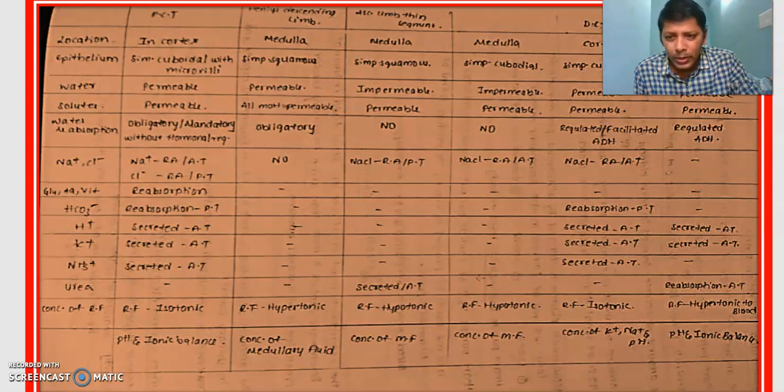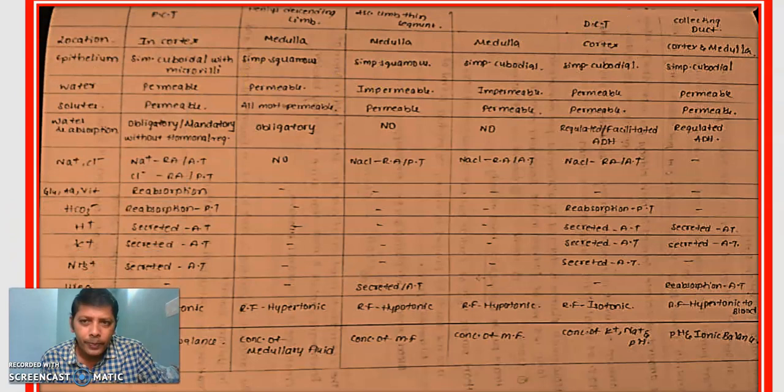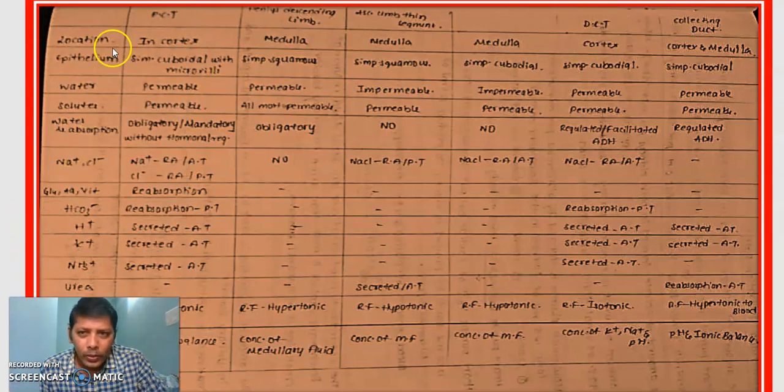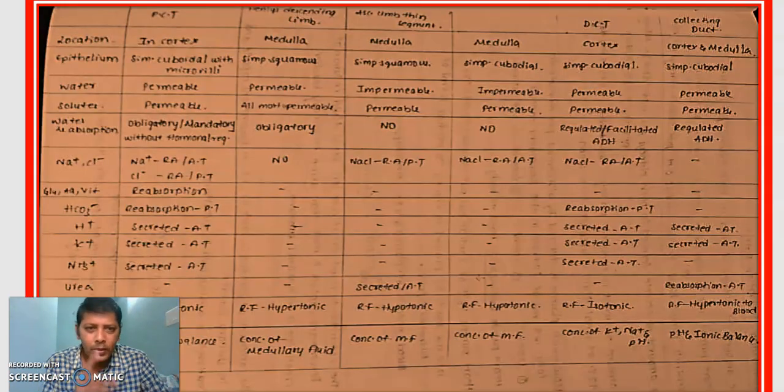Now come to the DCT, distal convoluted tubule. Where is the distal convoluted tubule? The DCT is in the cortex. That's the first point, location. What is the next point? Can you remember what is the next heading?